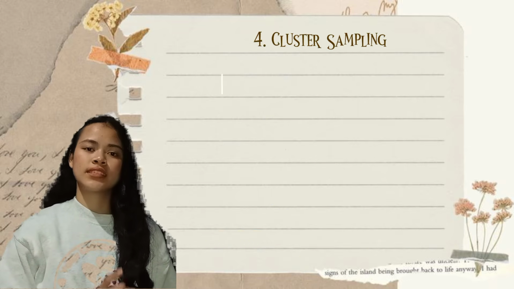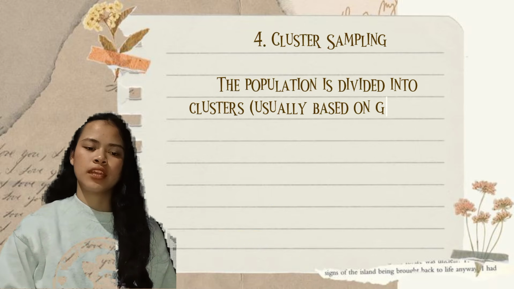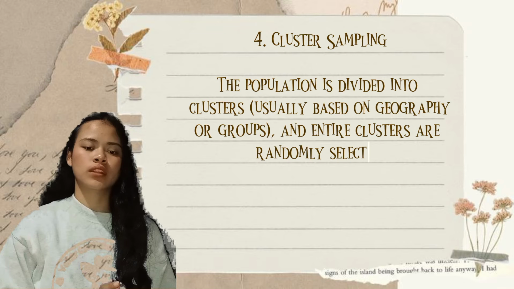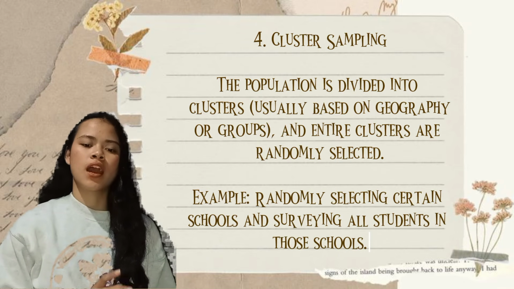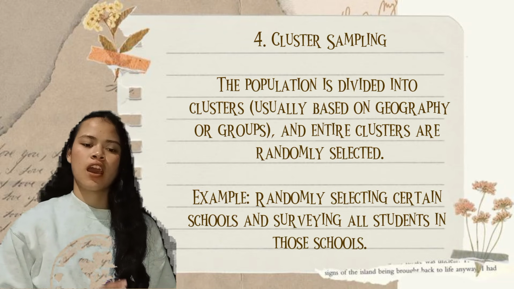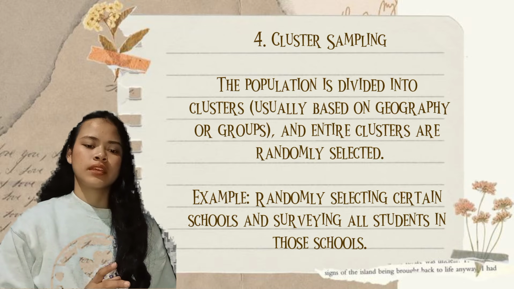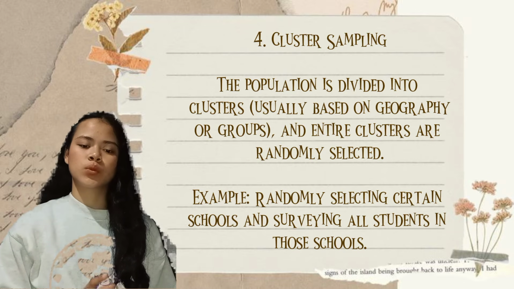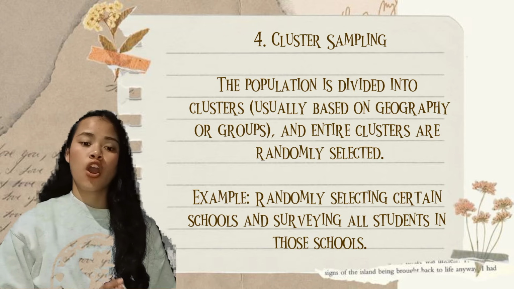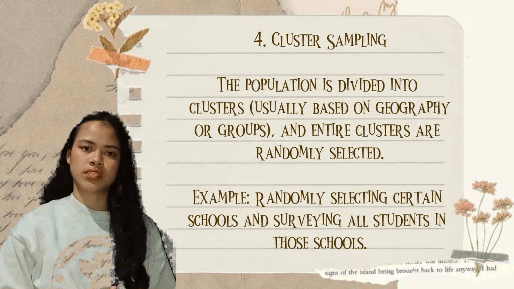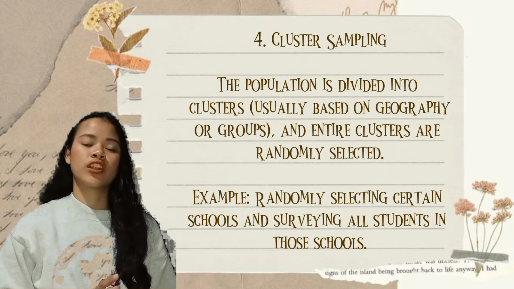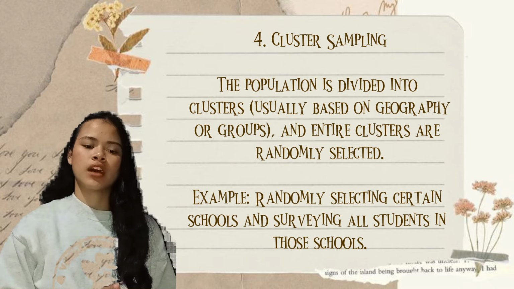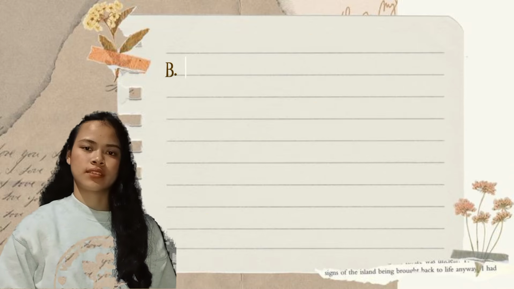The fourth one is cluster sampling. The population is divided into clusters, usually based on geography or groups, and entire clusters are randomly selected. Example, randomly selecting certain schools and surveying all students in those schools. It is also cost-effective for large populations spread across wide areas.